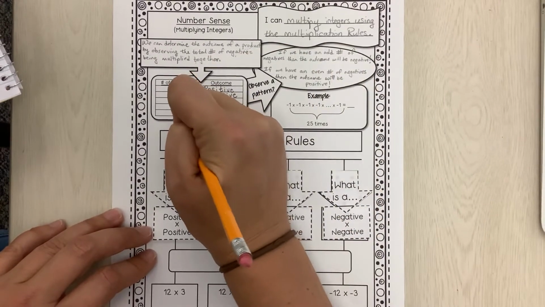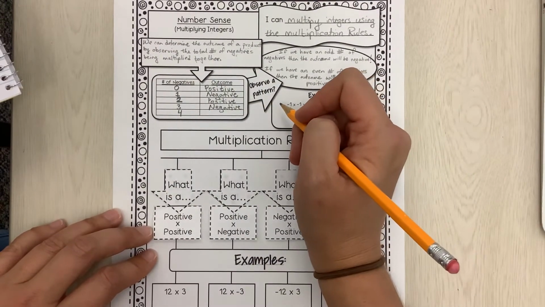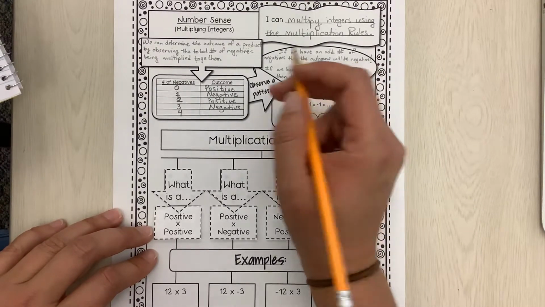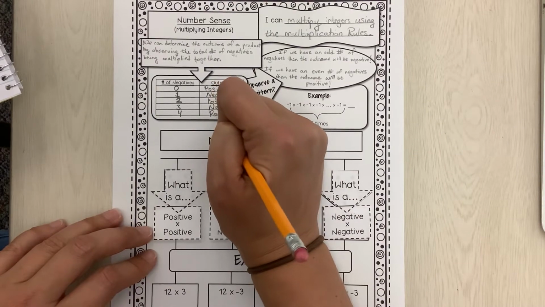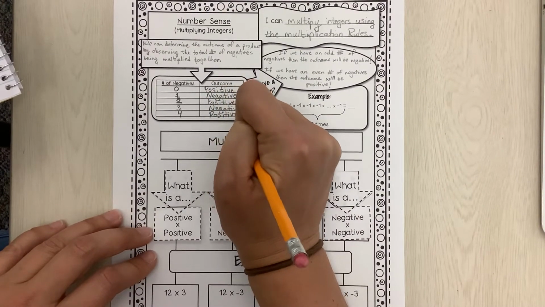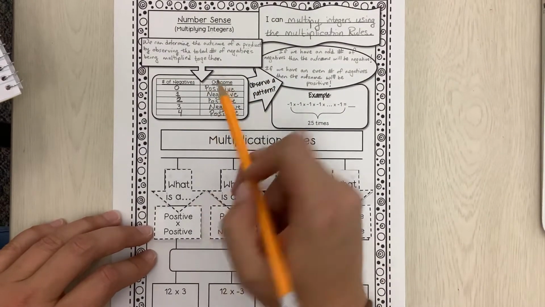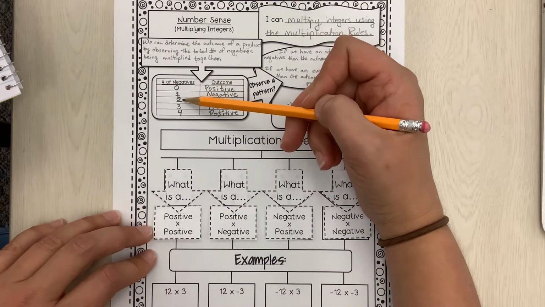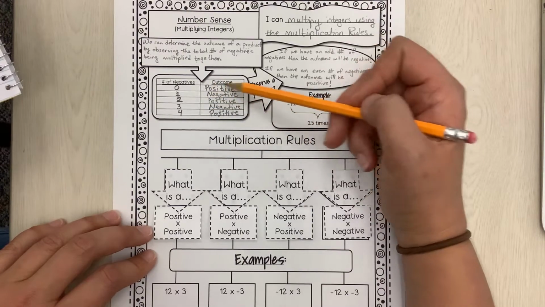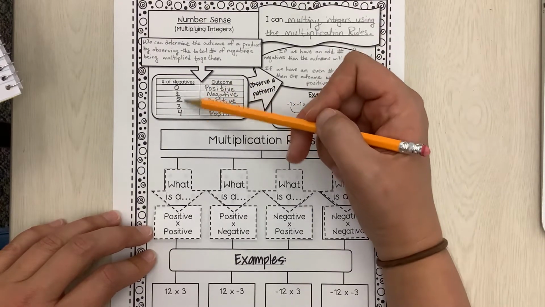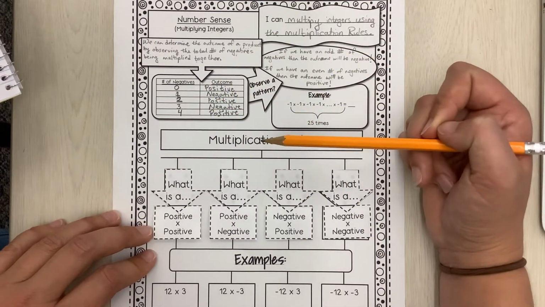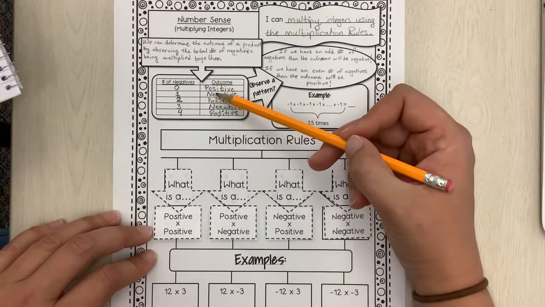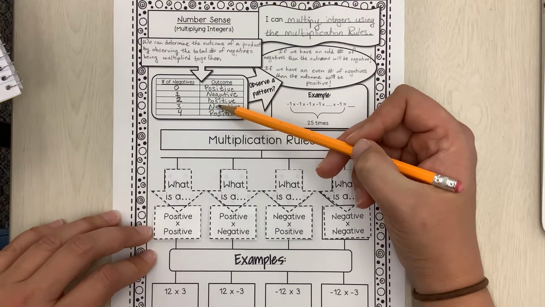Let's do 4 negatives. So a negative 3 times a negative 3 times a negative 3 times a negative 3. My answer is going to end up being positive. Let's talk about why this is. If you look at the numbers here, 0, 2, 4 end up being positive. Well, I see even numbers. 1 and 3 are odd numbers, and the answers are negative.